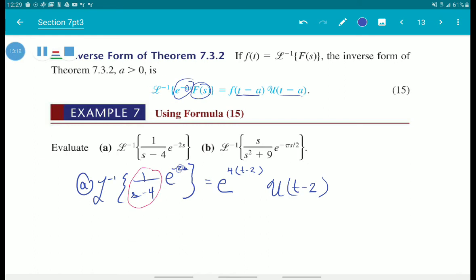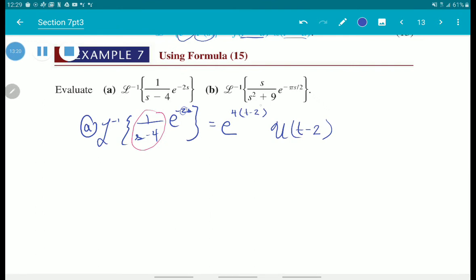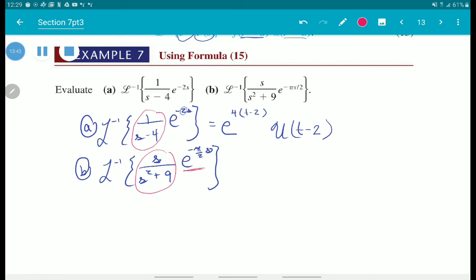There's not a lot we could do to simplify that one unless we wanted to distribute that forward. I'm going to leave it like that. Let's look at b. We want to take the inverse Laplace of s over s squared plus 9 e to the negative pi over 2s. So we're going to really focus initially on this. This just means we're going to have a unit step function.